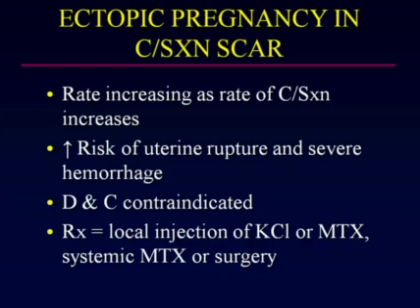This location of ectopic pregnancies is becoming increasingly common as the rate of C-sections increases. This is important to diagnose because it is associated with an increased risk of uterine rupture and severe hemorrhage. In these patients, just like in a cervical ectopic pregnancy, D&C would be contraindicated, and these patients should be treated with either local injection of potassium chloride or methotrexate, or perhaps systemic methotrexate, or even surgery.